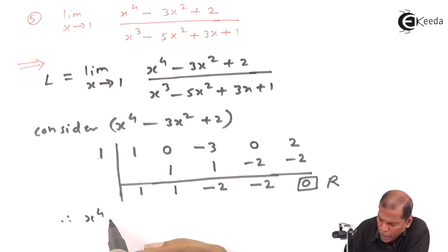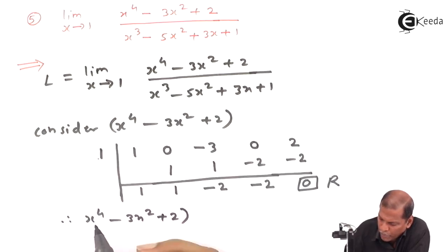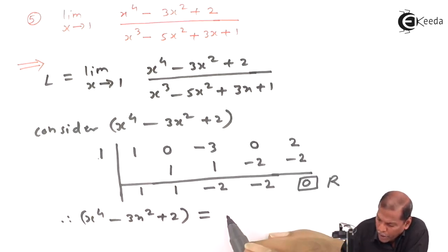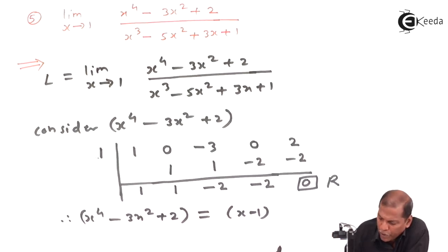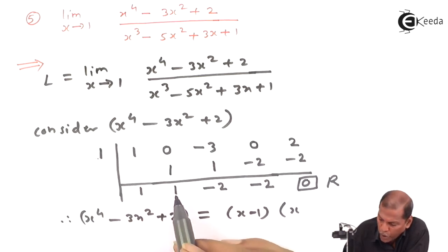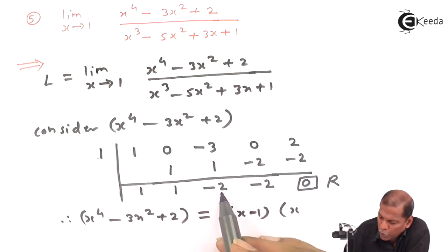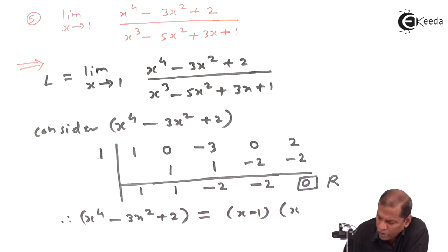Therefore x raised to 4 minus 3x square plus 2 can be written as x minus 1 as the first factor, then x cube plus x square minus 2x minus 2 as the second factor.